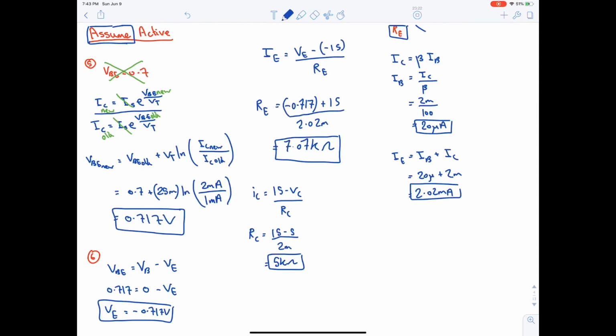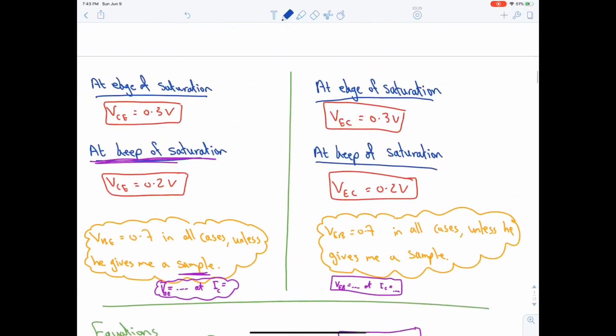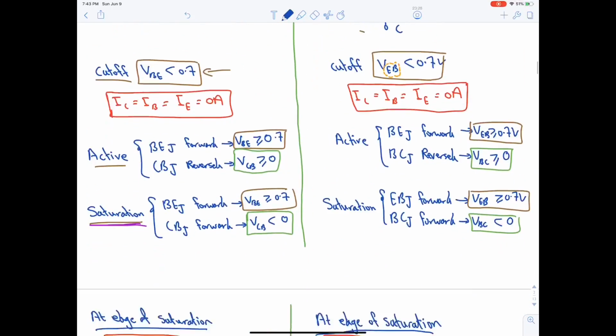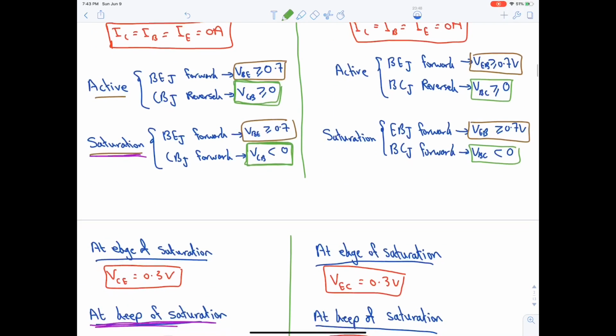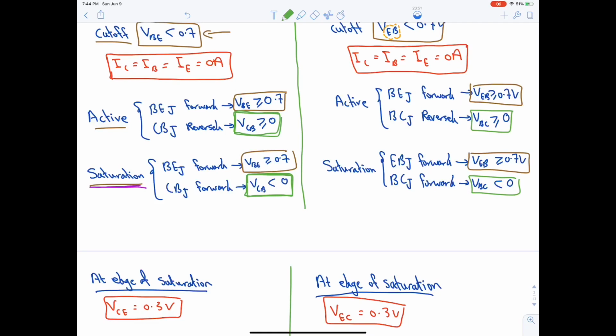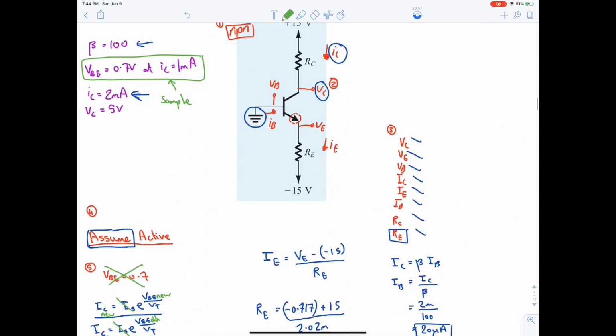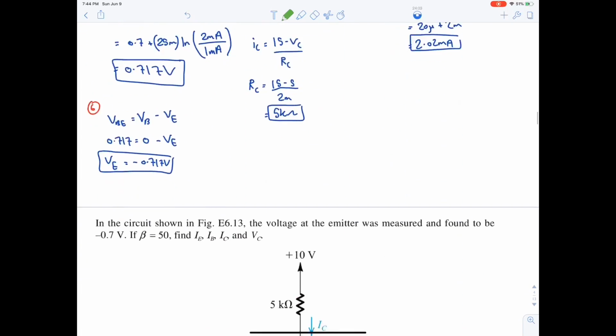For the check, we assumed that it's active, right? We have to check, and we are in NPN. So the check for active is VCB greater than or equal to 0. As I said before, we cannot use greater than or equal to 0.7 because it's the same condition as in active and saturation, but VCB can differentiate between greater than or less than 0. Now you can ask, why isn't it cut off? In cut off, we said that the currents are 0, right? But here the question said that IC is 2 milliampere. Hence, it's no longer cut off. It's definitely either active or saturation.